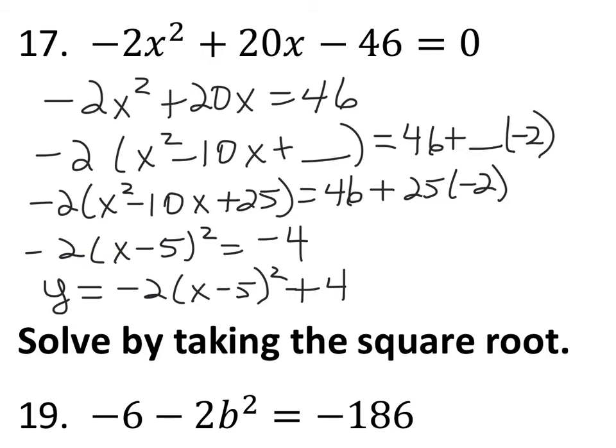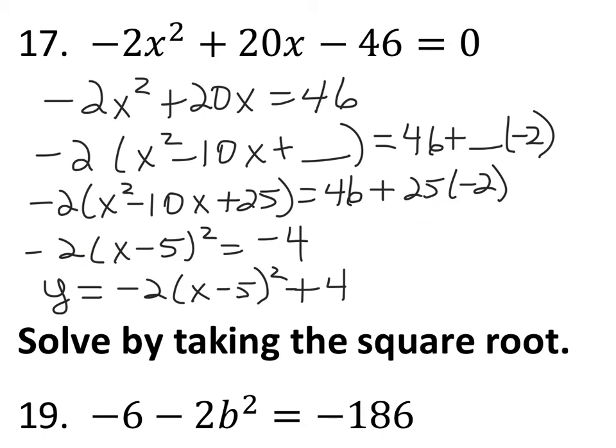Next, I'm going to complete my square. I have x squared minus 10x. I need to take half of this and square it. Half of negative 10 is negative 5. Negative 5 squared is 25. Next, I'm going to add that 25 over here. These blanks are the same. So plus 25 plus 25.